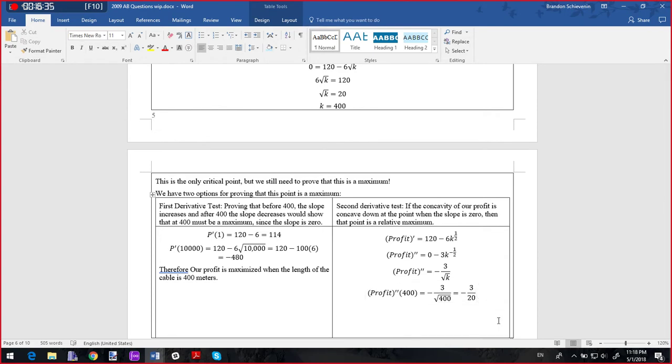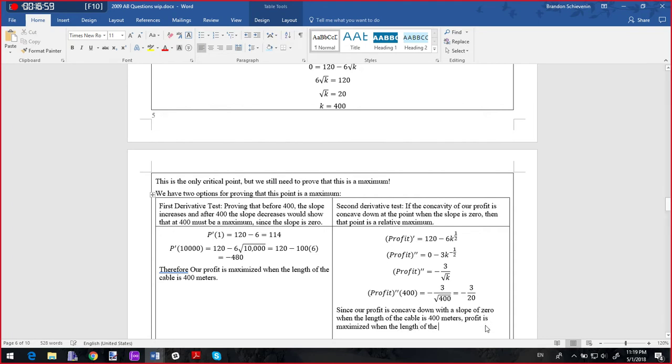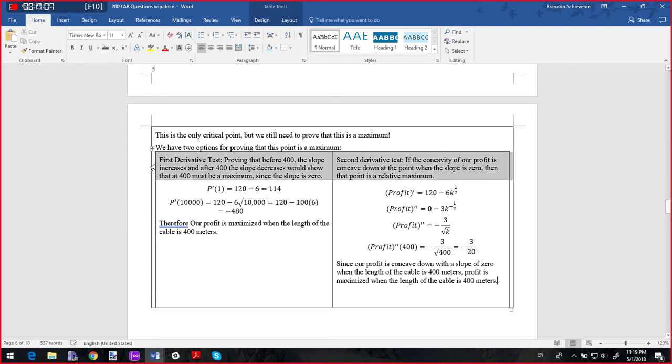Since that's negative, we are concave down. So since our profit is concave down with a slope of 0, when the length of the cable is 400 meters, profit is maximized. The length of the cable is 400 meters. So those were our two options that we could have used to do that.